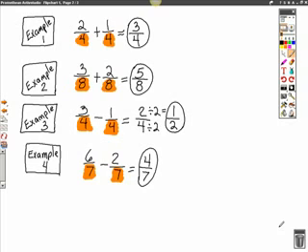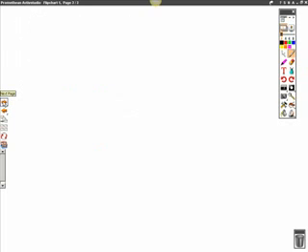Okay, now we're going to shift gears a little bit, and we're going to learn how to add numbers with unlike denominators. We'll call this first problem example number 1.